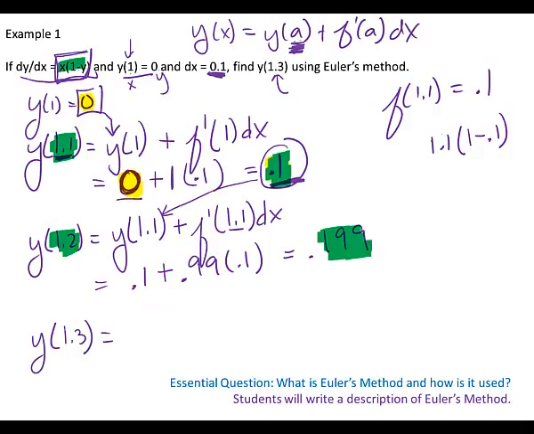So now, if I'm going to go back into this formula here, I'm going to do y of what was my previous x value, 1.2, plus the derivative of 1.2 times the change in the dx, okay? The change in the step size. All right, so what was my previous y value? Previous y value was 0.199.